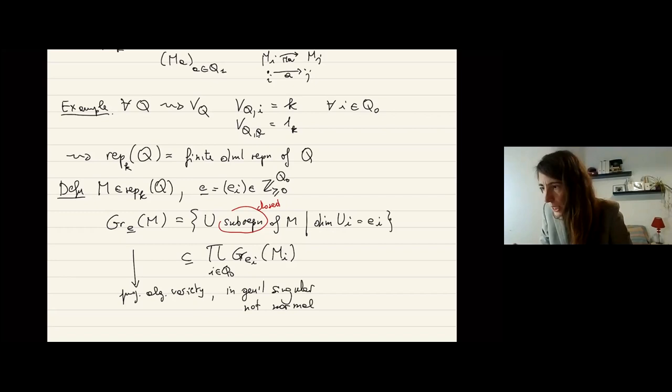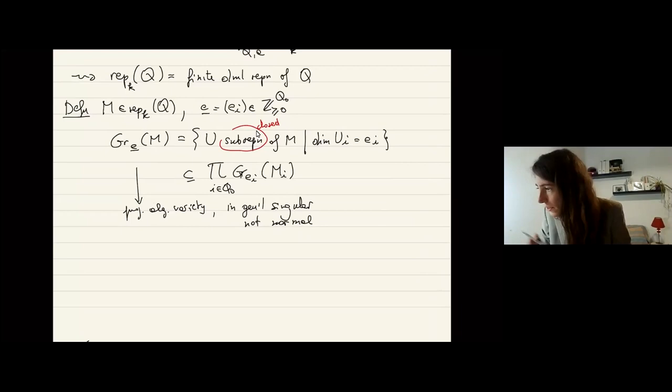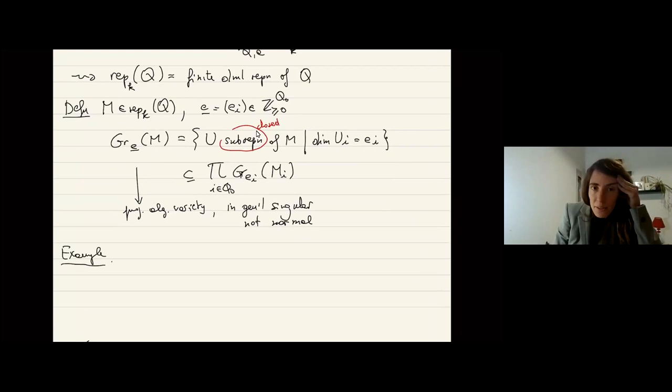Let me give you an example and then we can have a break. Maybe I say one word before the example. By a result of Markus Reineke, every projective algebraic variety can be realized this way, which means that one cannot really hope to deal with the whole class of possible quiver Grassmannians. But still, it means that it's a very rich class of varieties, so it's everything we can hope for.